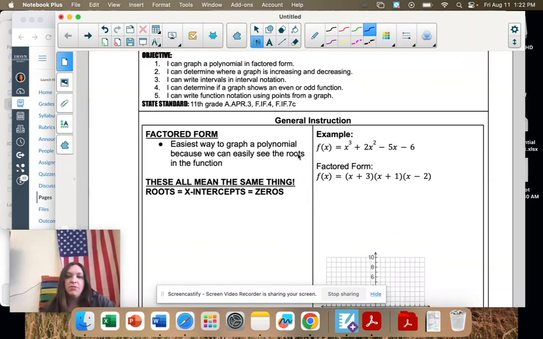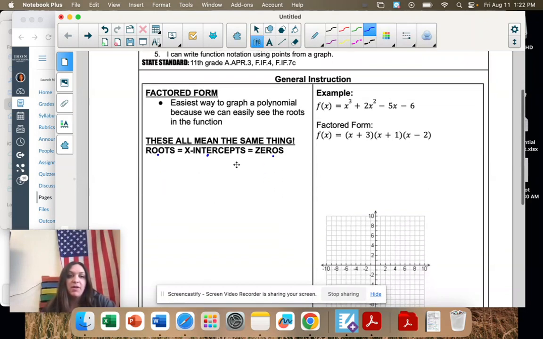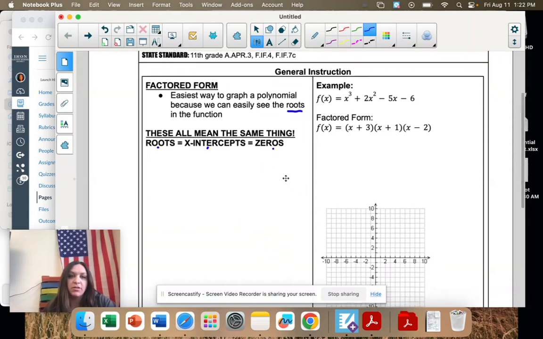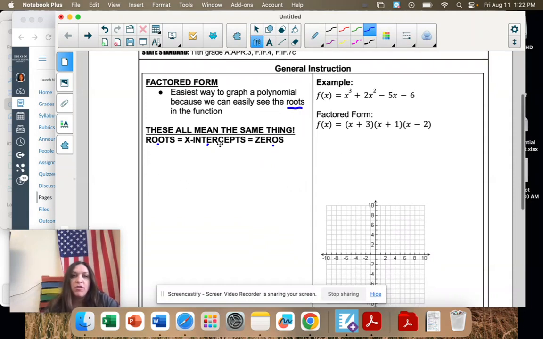So when we say roots, x-intercepts, zeros, those all mean the same thing. So every time I say root, I'm talking about the x-intercept on the graph. That's also called a zero. So factored form looks different for every polynomial.